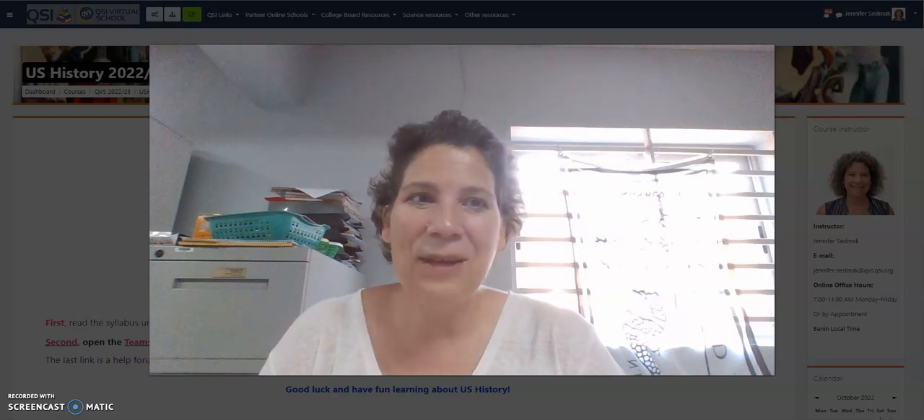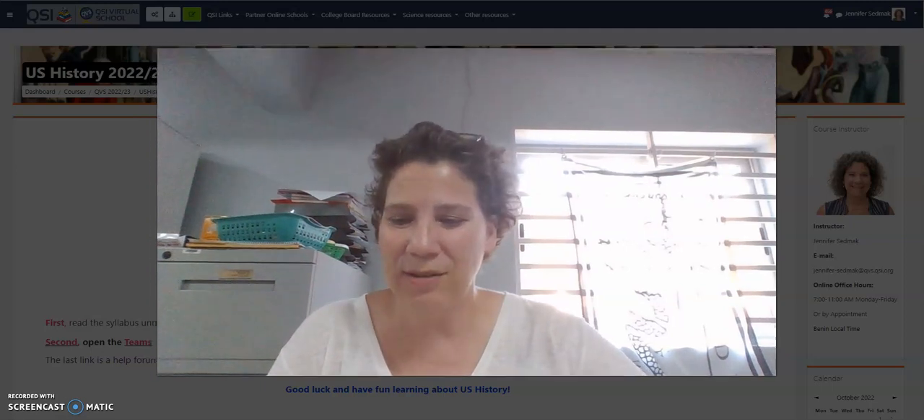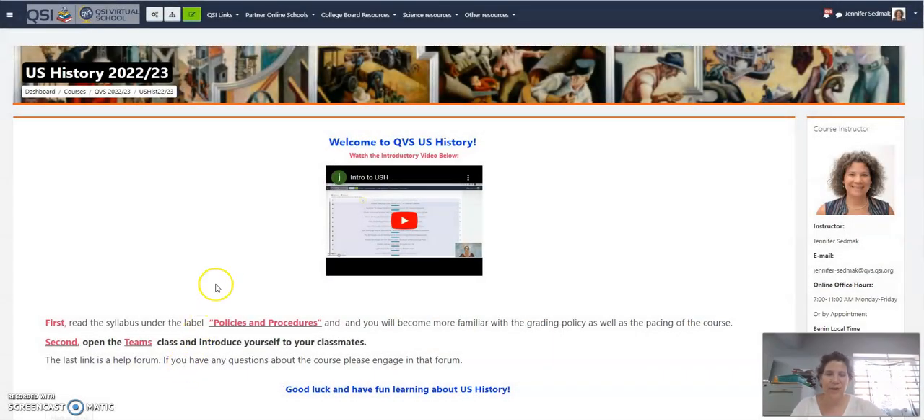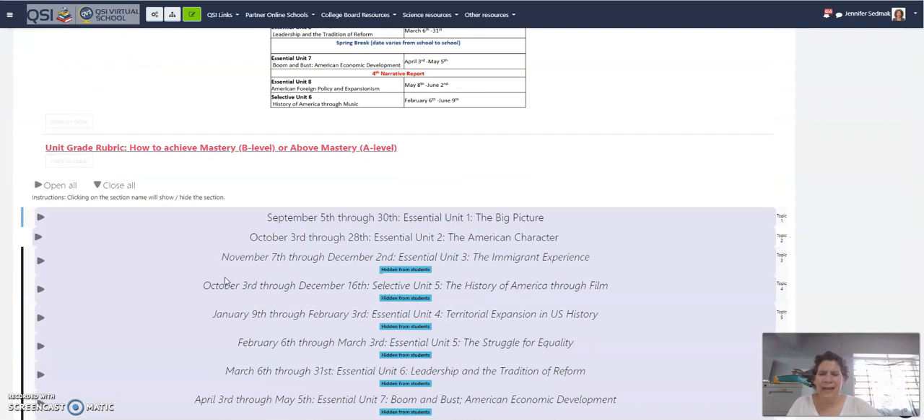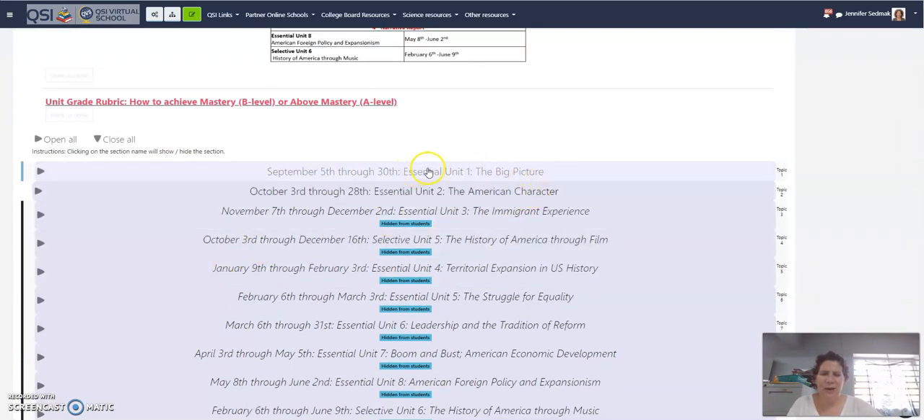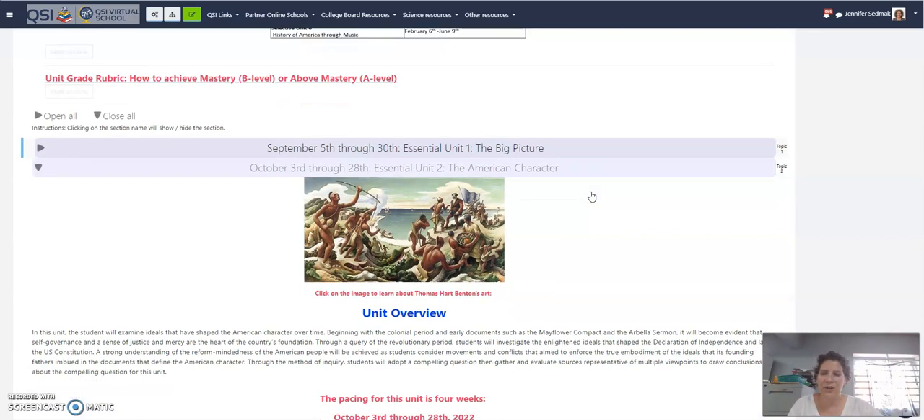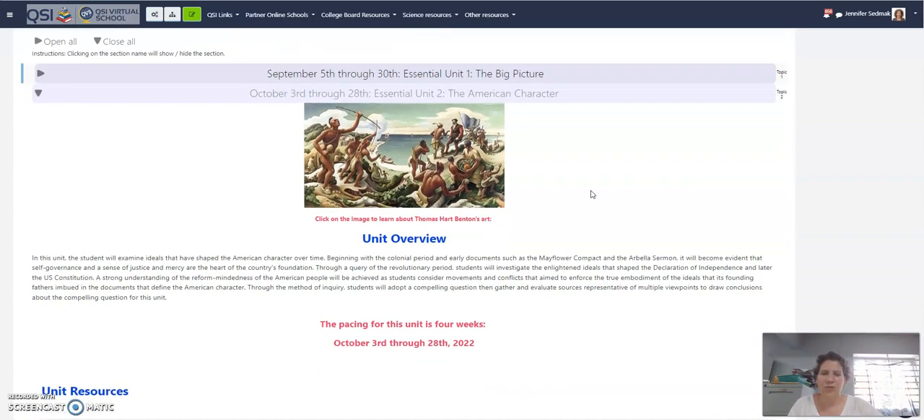So without me talking more just this way, let me go to the course page and show you around so that you have a strong sense of where we're going and what you need to do for this unit. So I'm going to scroll down. And at this point of time now, you can see that this tab for Essential Unit 1 is closed. You still can go back to it, but I want you to open this one, Essential Unit 2.